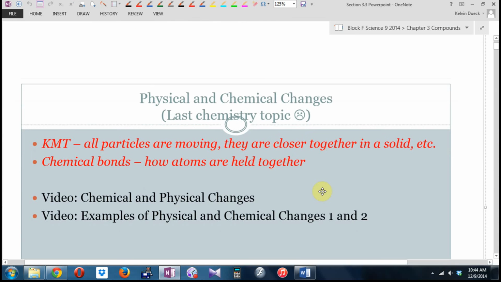So, the last topic is looking at what are called physical and chemical changes. So, kinetic molecular theory, or our abbreviation that you can put in the blank is KMT, kinetic molecular theory. All particles are moving. They're closer together in a solid, they're further apart in a liquid, they're furthest apart in a gas. Okay? So the black stuff is what I think goes in the blank that I underlined. And then chemical bonds is how atoms are held together. That's a short definition, but chemical bonds are what holds atoms together.